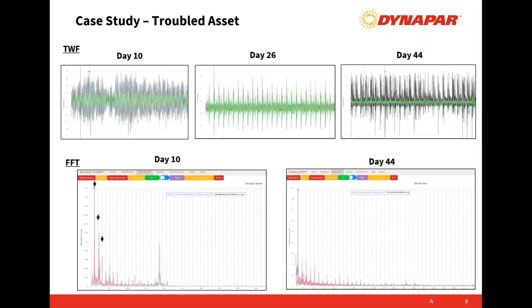The data depicted here shows the progression of bearing degradation as monitored by the Dynapar on-site system. On day 10, the time waveform and FFT analysis showed running speed harmonics present, indicating internal looseness and bearing wear, verifying the vibration data during the route-based inspection. By day 44, heavy impacting is present in the time waveform, and running speed harmonics in the FFT has increased in amplitude, indicating the need for bearing replacement.